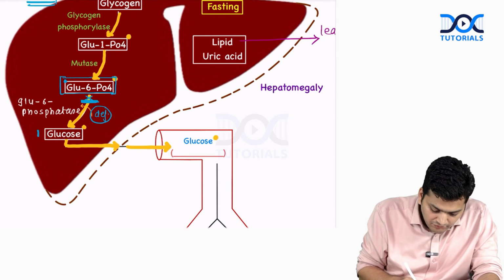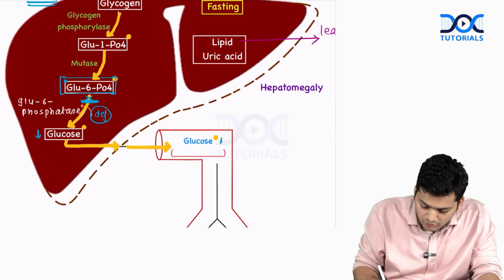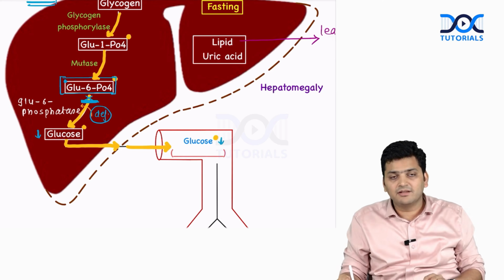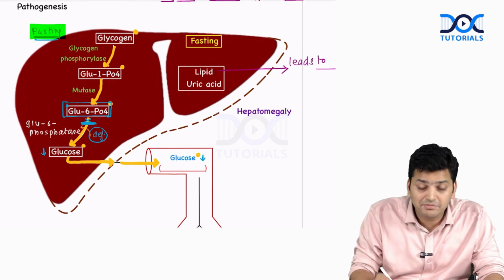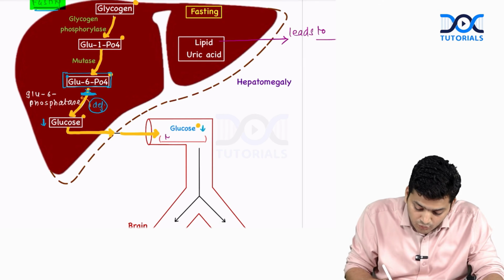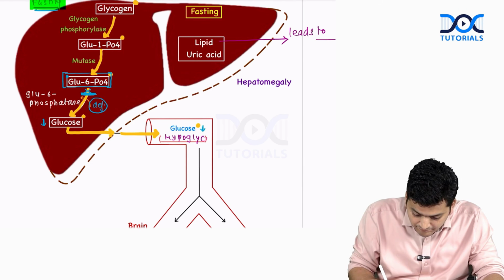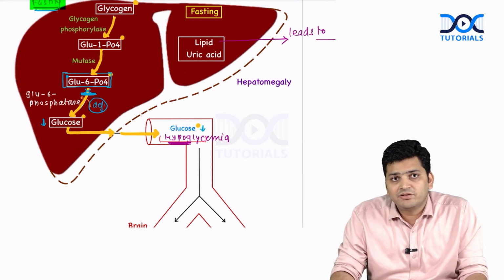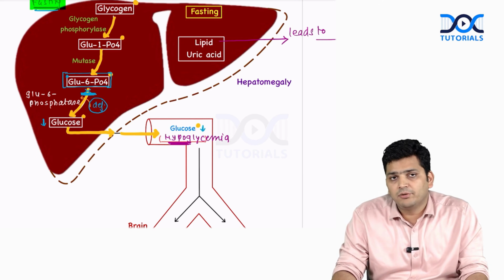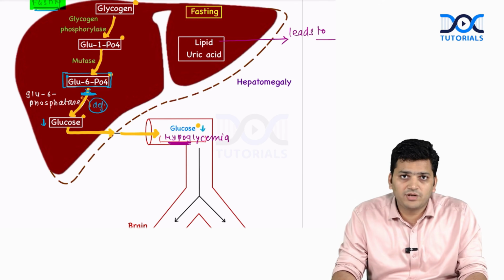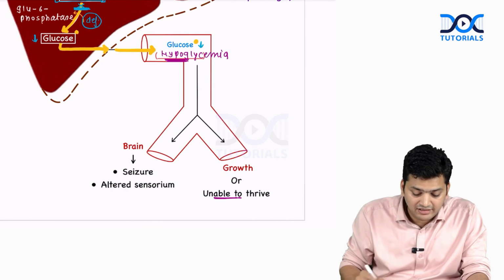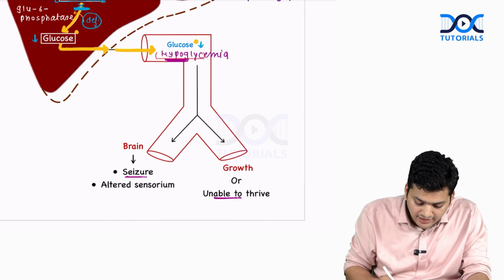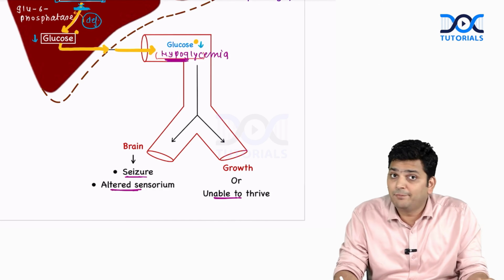Because it will not convert into glucose, the glucose that is going to reach the blood will be less. So when this child is in the fasting state, meaning in between the meals, this child may go into hypoglycemia. And because the glucose levels are low most of the time in these children, growth will not occur properly. The child will have failure to thrive, will not be able to gain weight. Secondly, the hypoglycemia can lead to seizure, and can lead to altered sensorium also, if the hypoglycemia is very severe.